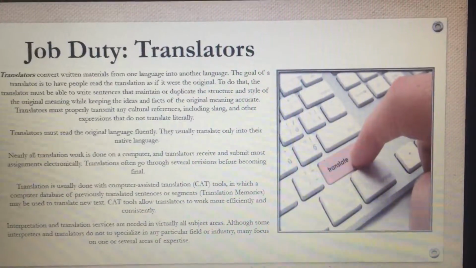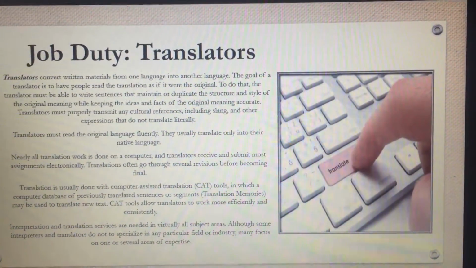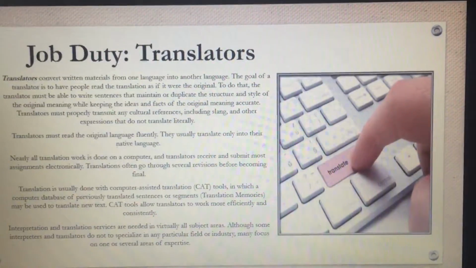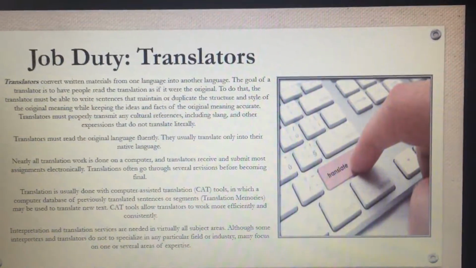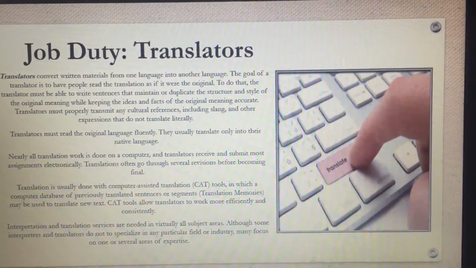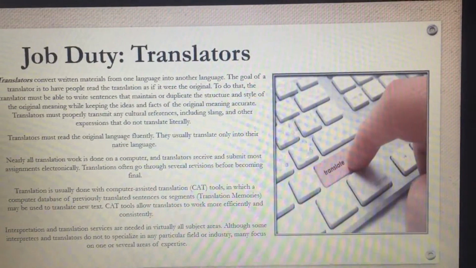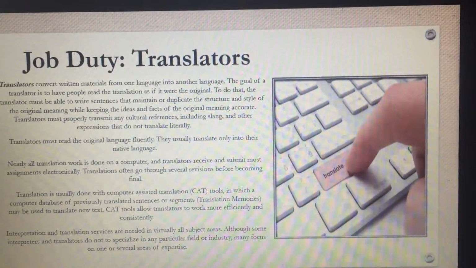Translators must properly transmit any cultural references, including slang and other expressions that do not translate literally. Translators must read the original language fluently. They usually translate only into their native language.